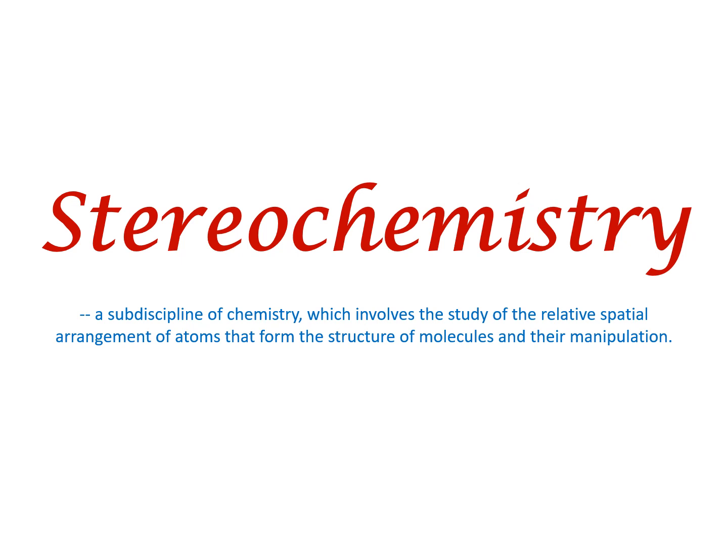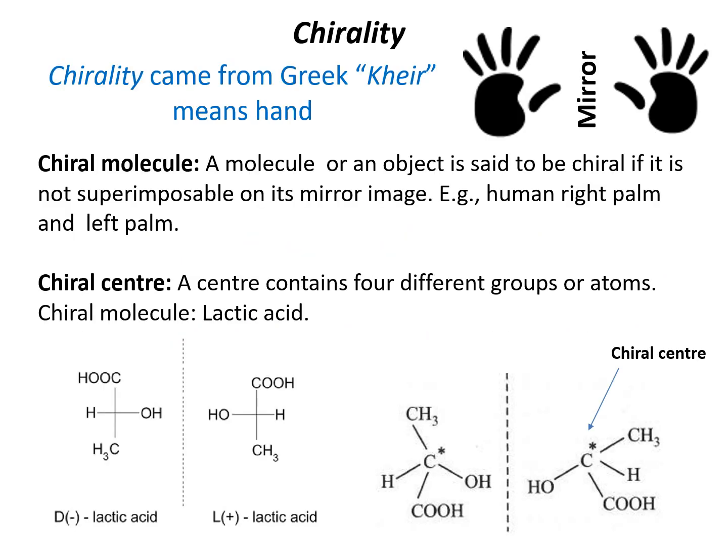In today's class, let us discuss the topic stereochemistry. Stereochemistry is a sub-discipline of chemistry which involves the study of the relative spatial arrangement of atoms that form the structure of molecules and their manipulation. That is, how the atoms or molecules or ions or functional groups are oriented in space or directed in space. That is what the topic of stereochemistry is about.